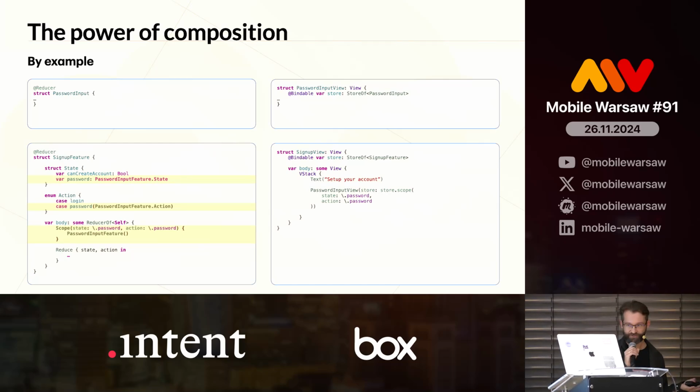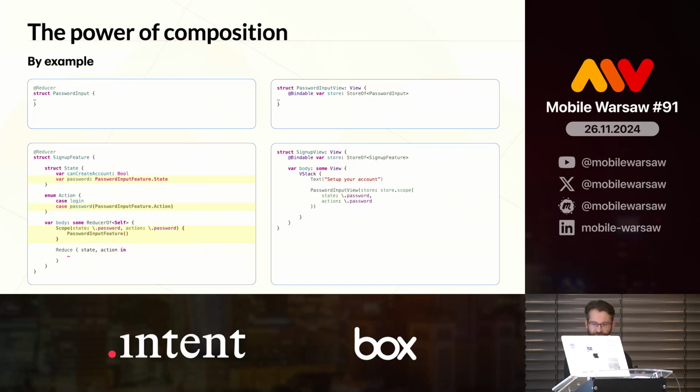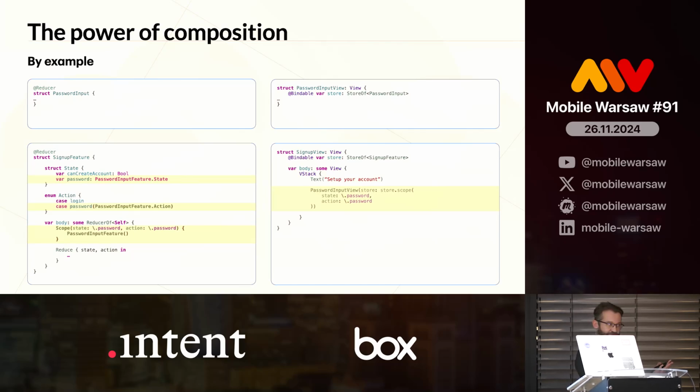But the way we define state and action means that we have those. So we do what is called scoping, meaning we are extracting part of the state, and we are putting this small action into our big one. And TCA does everything around it, so it makes sure everything is synchronized, everything is run. It's very similar in the view. So we put this password input view, and we need to pass the small store, so the store of the password input feature. We have a store of the sign-up feature, but again, we can just scope it to the small one.